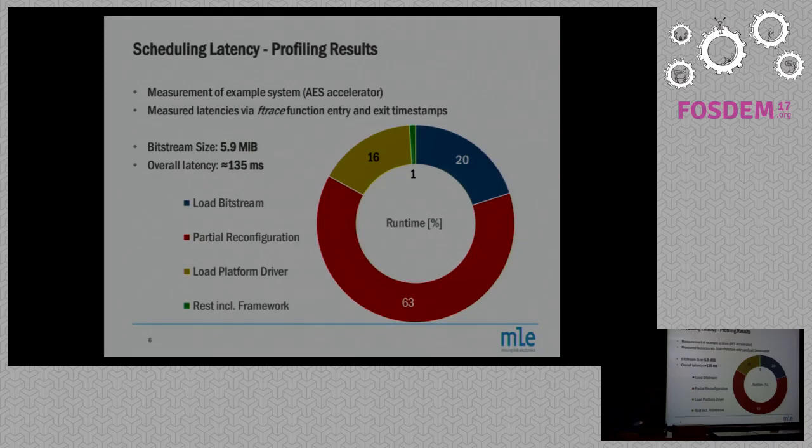And yeah, we used ftrace for this. Our bitstream size, so the size of our accelerator, was almost 6 megabytes that have been loaded into the FPGA. And this overall process, all of that, took about 135 milliseconds. So you see, if you want to change the encryption algorithm for your hardware accelerator to, I don't know, encrypt one email and then another one for another email, that probably doesn't lead to a very efficient system because you spend more time reconfiguring it than actually computing.